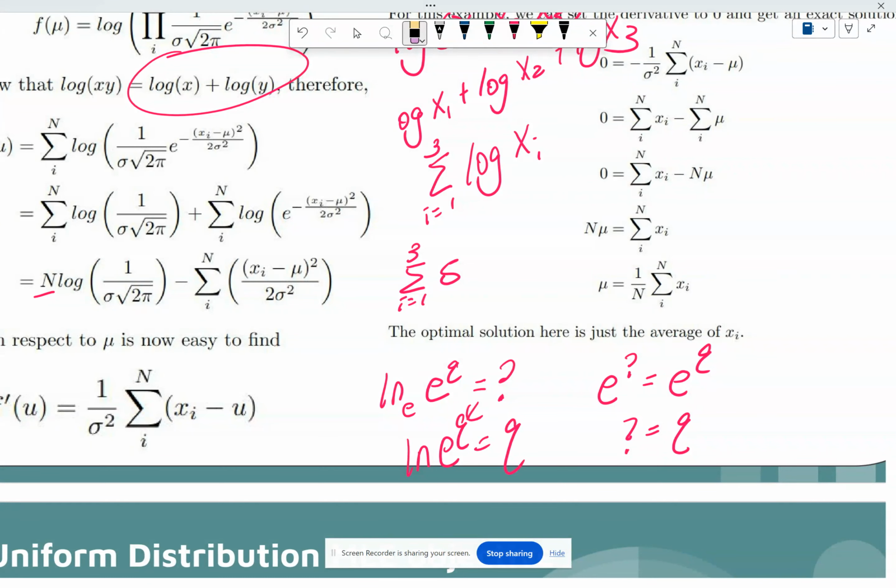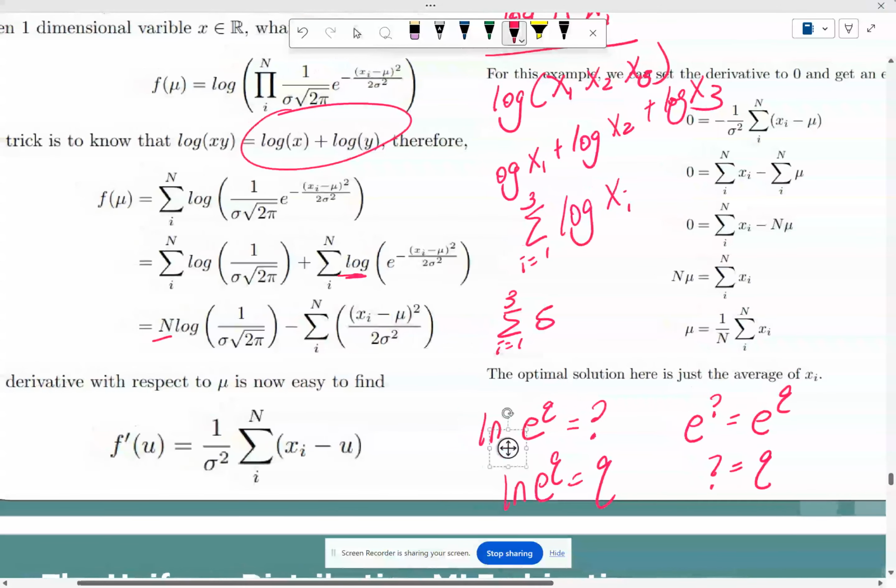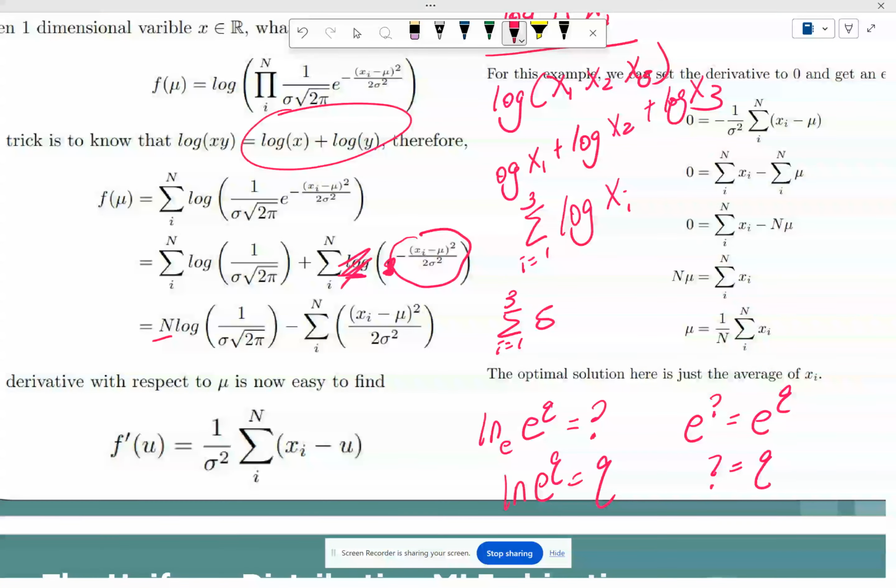So this is very, very useful. We use this all the time. Because of this, the e disappears, and we only keep this portion. We get rid of the log, which results in this.